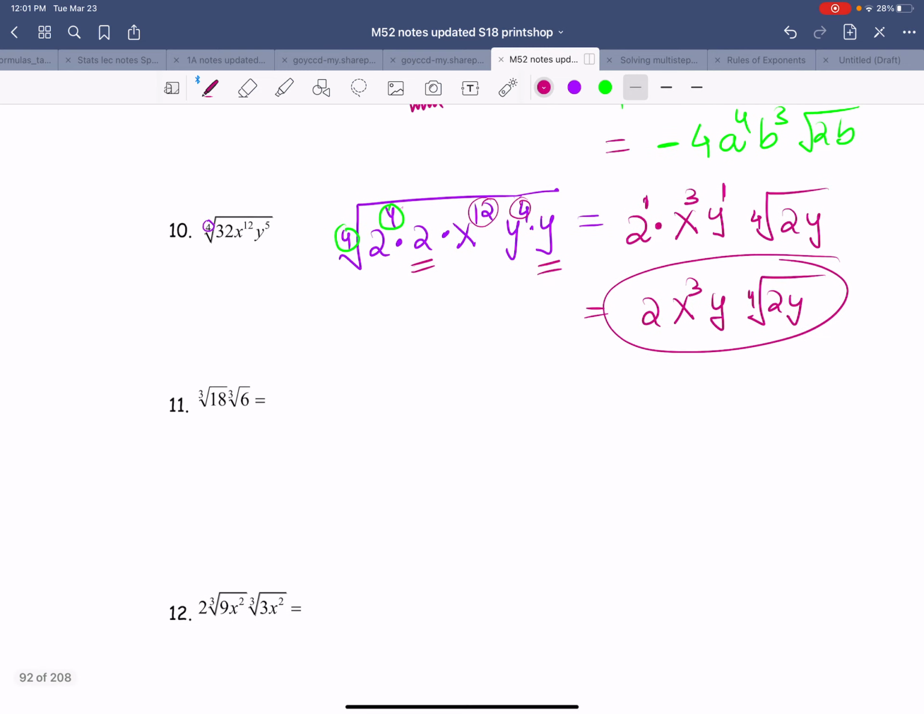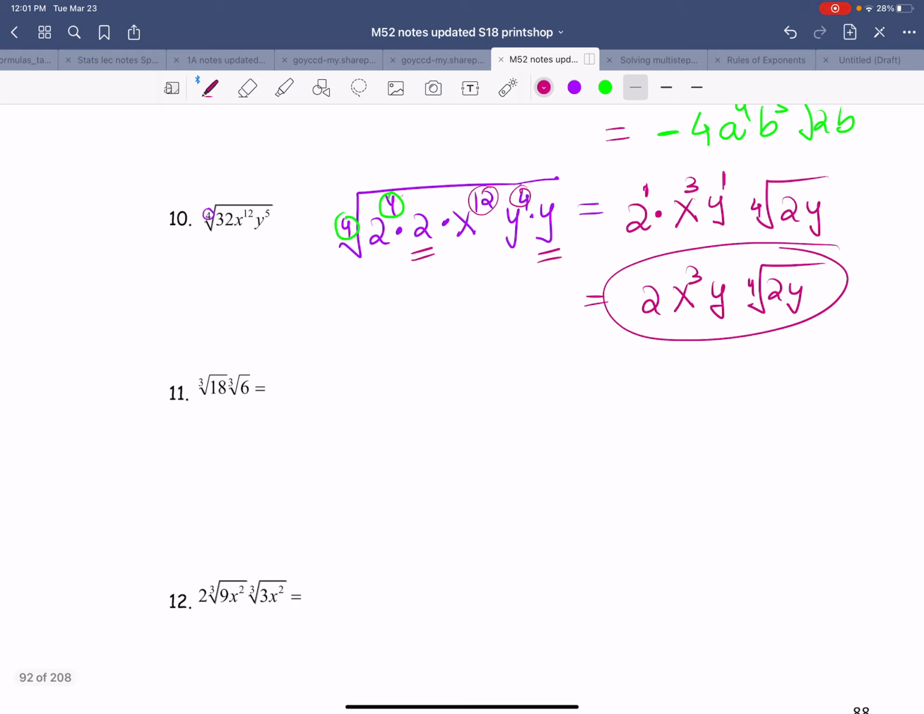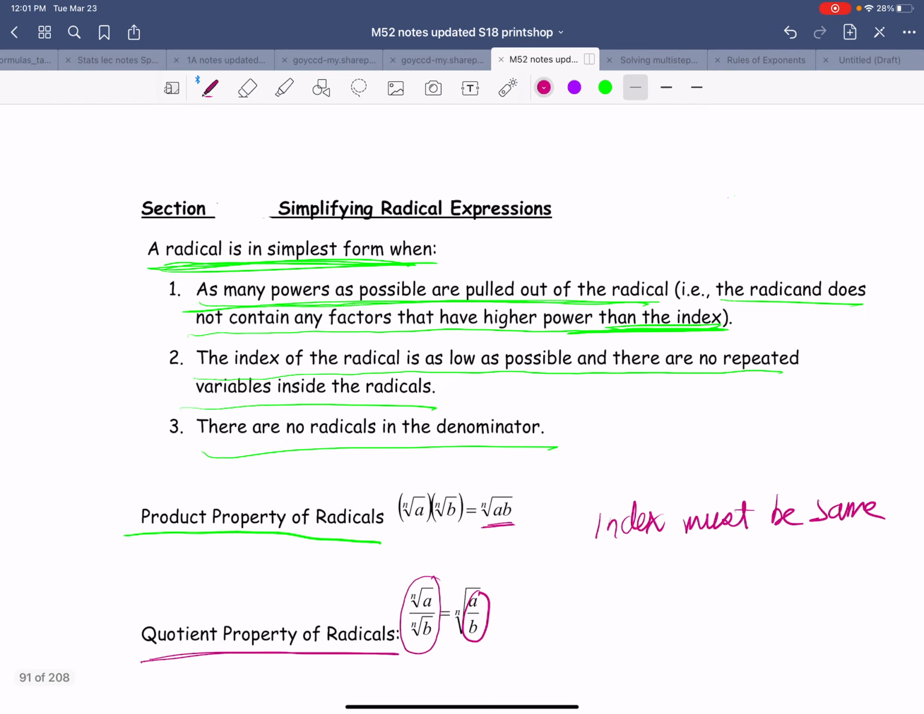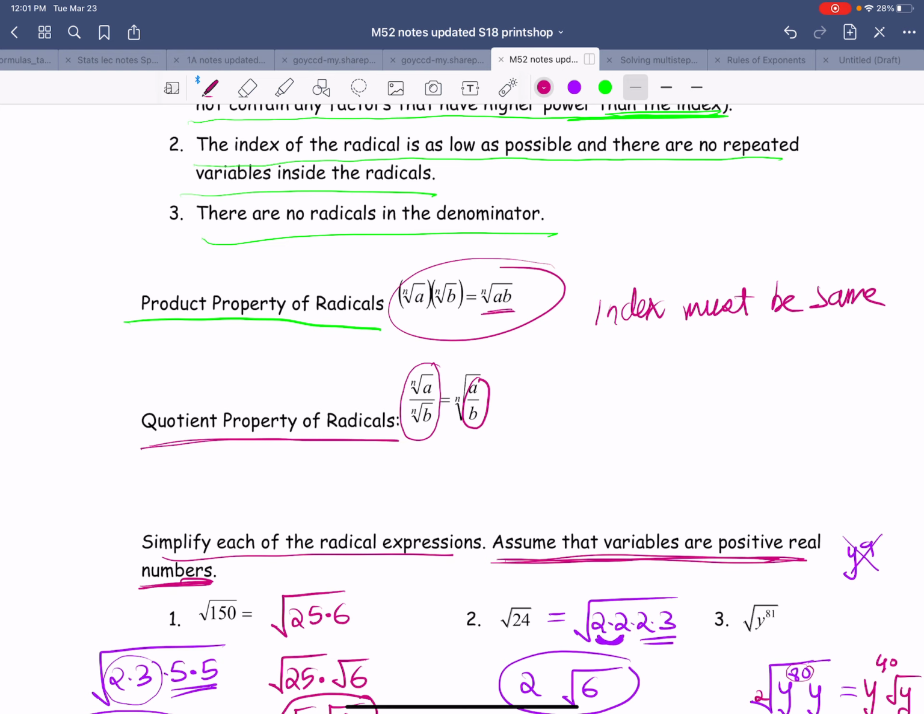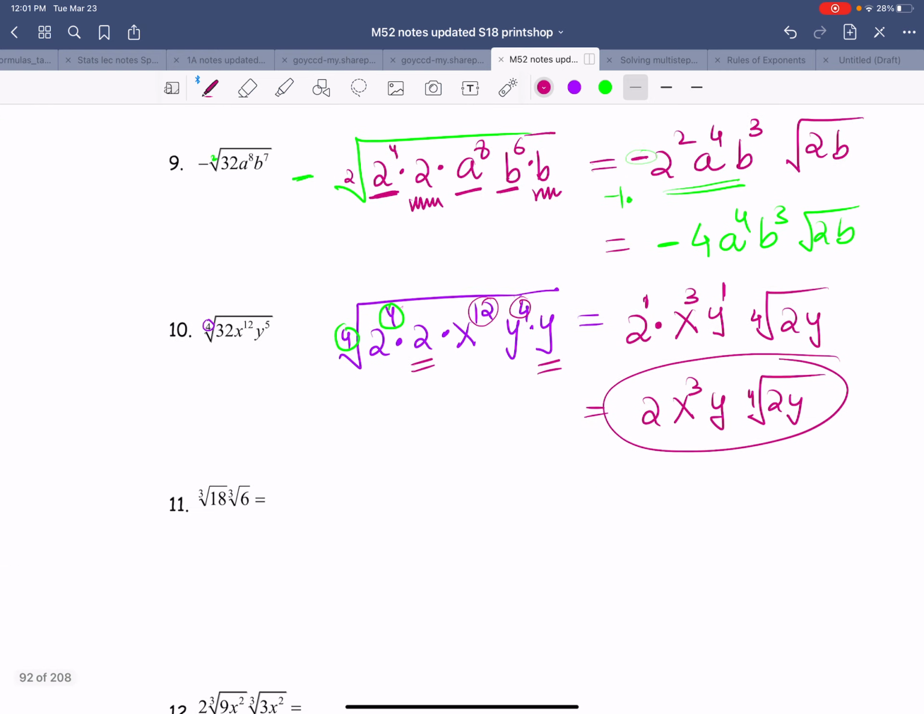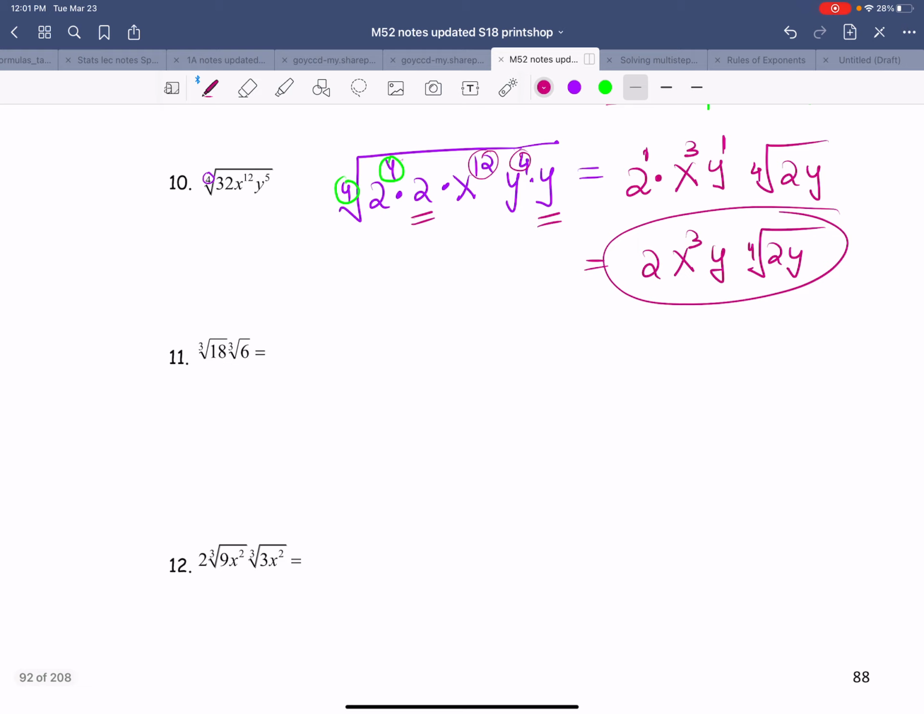Number 11, we have 2 cube roots that we are trying to multiply. We've talked about the multiplication rule in the beginning here, that as long as the index is the same, you can either multiply and write as a product, or you can break a product and write as 2.